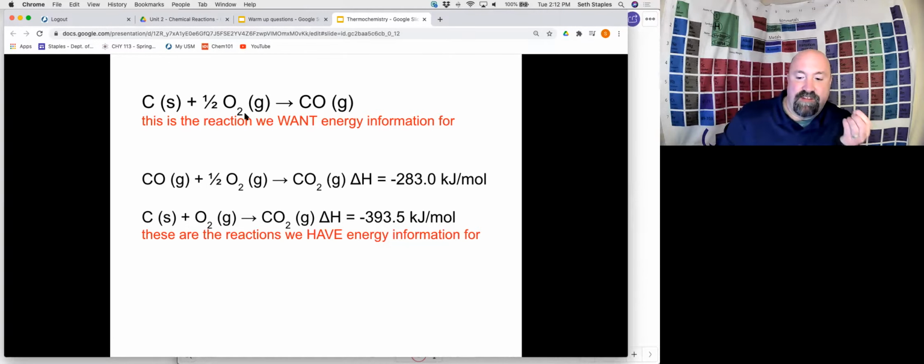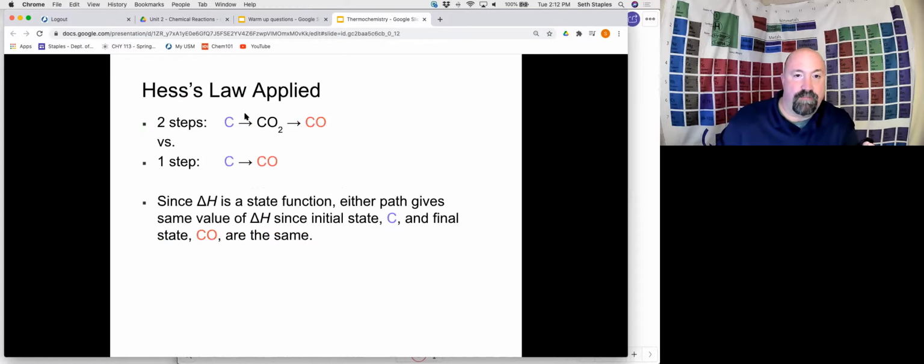And again, since enthalpy is a state function, we can do that. What we want is simply to find this one-step process, from carbon going to carbon monoxide. What we can do, though, is use this 2-step process, carbon to carbon dioxide, then to carbon monoxide, because either of these paths will give us the same value for delta H, since delta H is a state function.